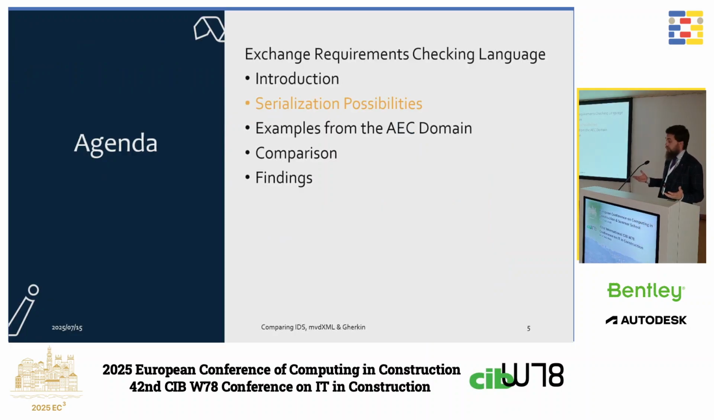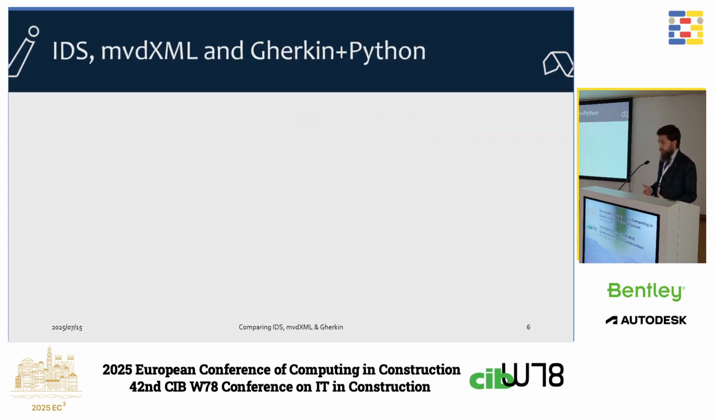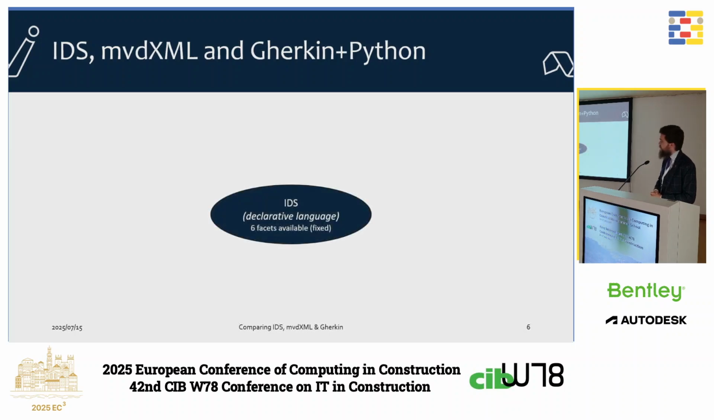Right, what are the 3 different serialization possibilities that I looked at? Well, those are the IDS, mvdXML, and Gherkin with the Python implementation. If we look at the most recent, I believe, standardized is the IDS, the Information Delivery Specification. It has 6 facets. You can check for properties in IFC files, you can check for materials, you can check for relationships, for classification. There are 2 more, I can't remember right now. But you have a very fixed set of what you can check. You have a very fixed set of what you can express in the IDS language, and it's a declarative language. You basically produce IDS XML files.